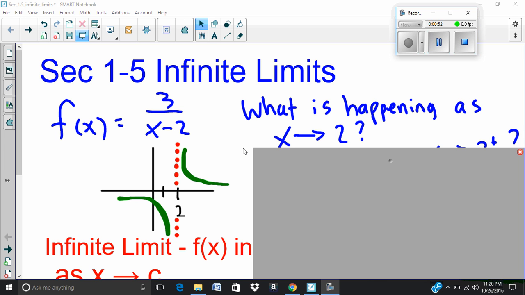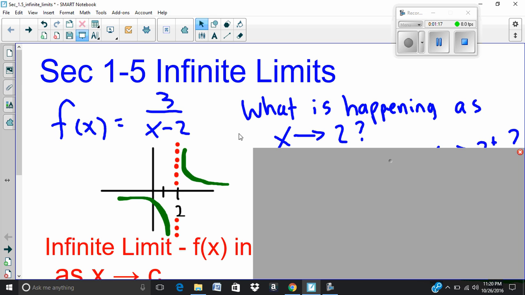If you were to take this and graph it on your graphing calculator, you should have a graph that roughly resembles what I have here drawn on the board. And that is that we've got a vertical asymptote at 2, and that we've got two parts of our function. One is heading toward negative infinity, and one is heading toward positive infinity at some point.